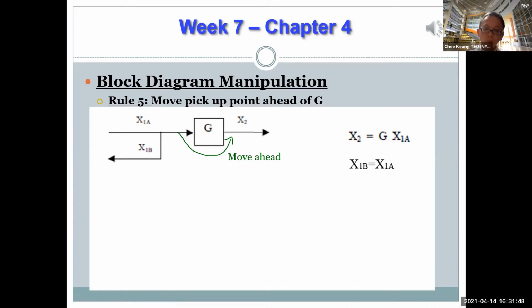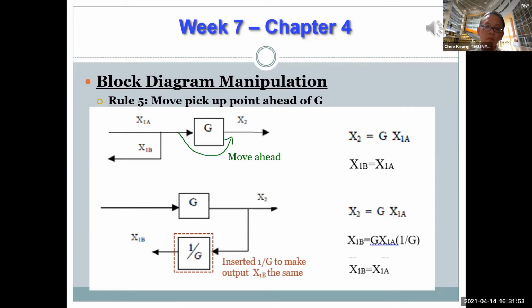So then Rule 5 for block diagram manipulation. Moving a pickup point in front of a gain block G. In order to get back the same output expression for X1b, we need to insert an additional gain block 1 over G for output X1b. Output X2, no change as expression remains the same. For this case, just now we moved back, right? Now we move forward. The same thing, the pickup point.